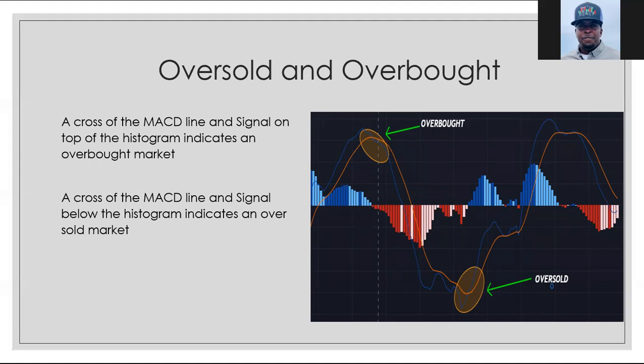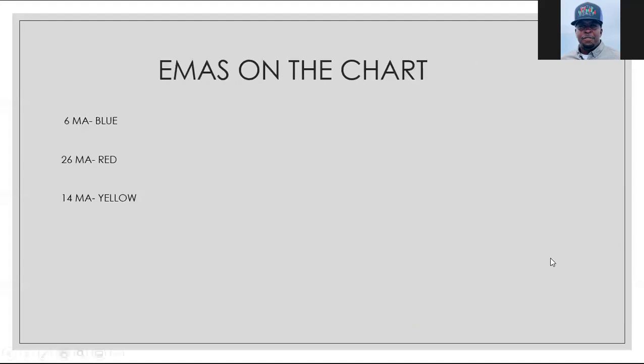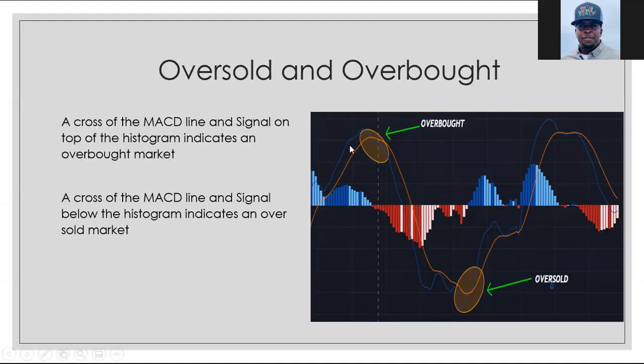So how do we indicate oversold, overbought? A cross of the MACD line, the blue line, and the signal line, the orange line. When the blue and the orange line cross on top of the histogram, this indicates an overbought market. What do you think we're going to do in an overbought market? Type what we're going to do. Are we going to buy or sell in an overbought market?